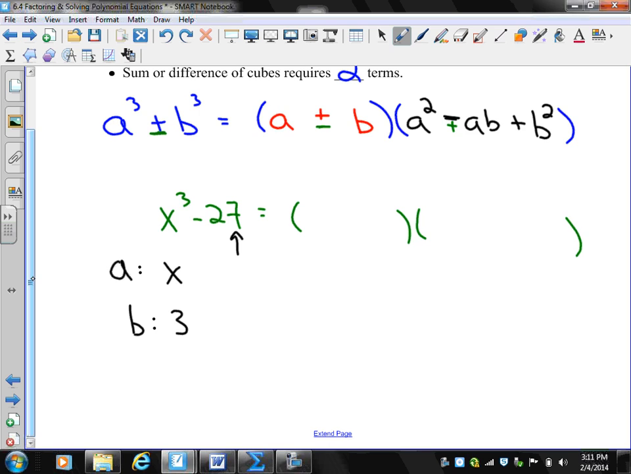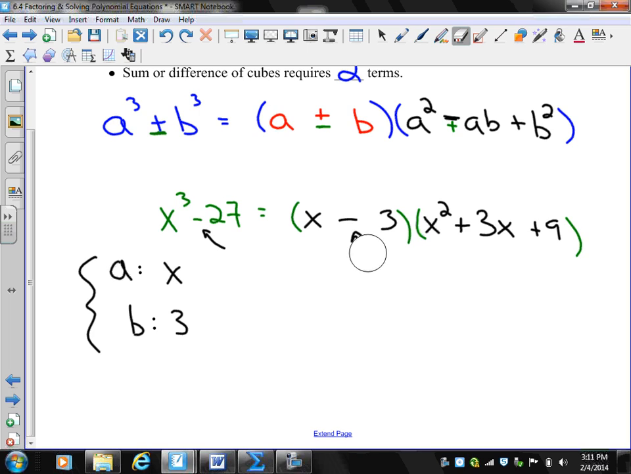So now I'm no longer looking at my x cubed minus 27. I'm really just using my a and b values over here to fill in my parentheses. So I'm just going to follow the pattern up here. I'm going to have x is my first term, 3 is my second, and in between them is going to go the same sign as what's there, so that's minus. And in my second parentheses, I'm going to square that a value. I'm going to square that b value. And in the middle is going to go the opposite sign of that, so plus, and then the product of a times b, which is 3x. And that's it. I factored the difference of two cubes.